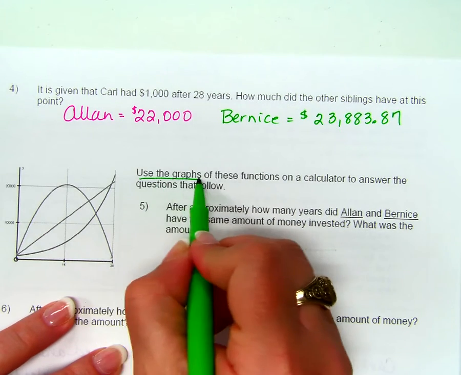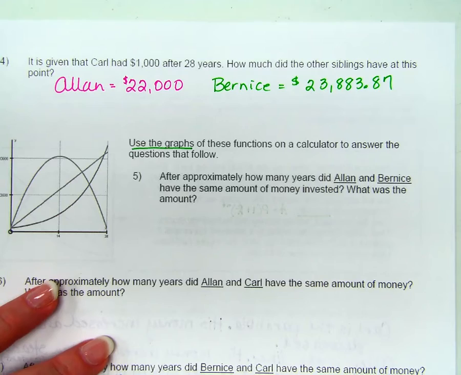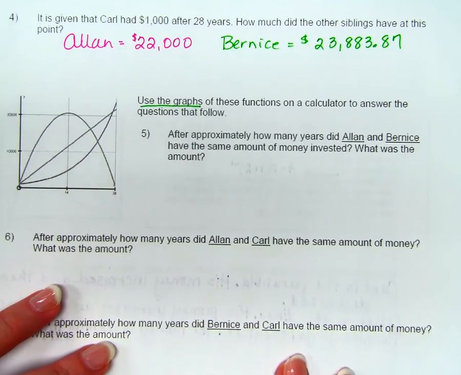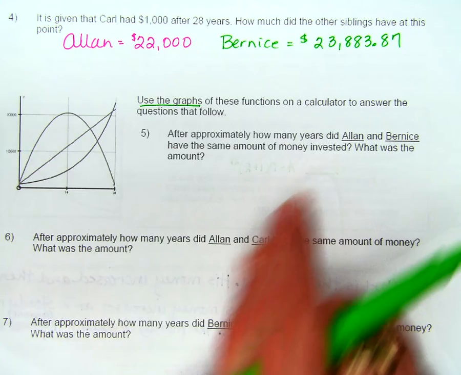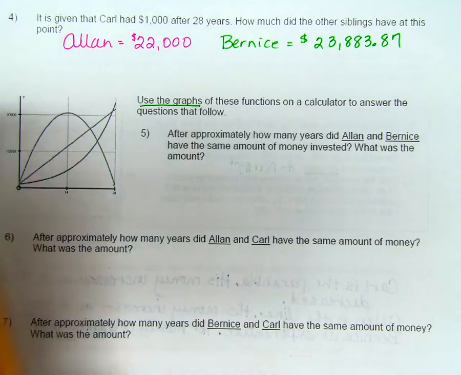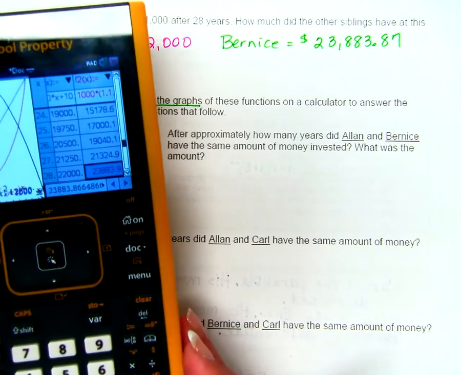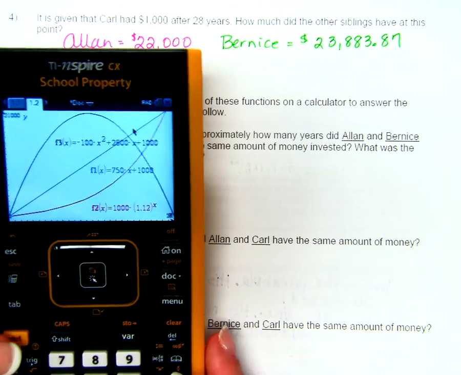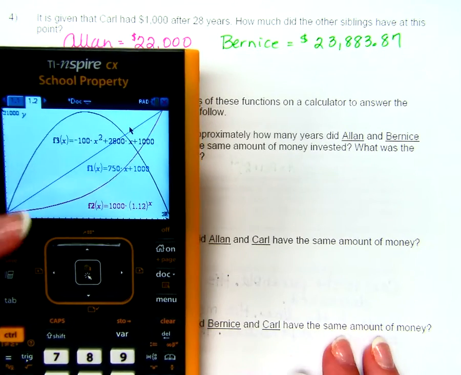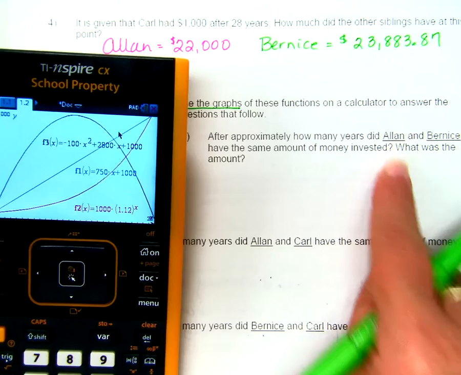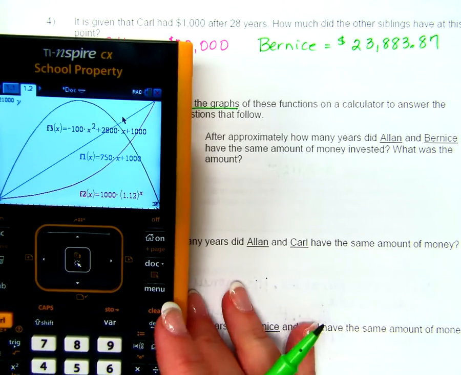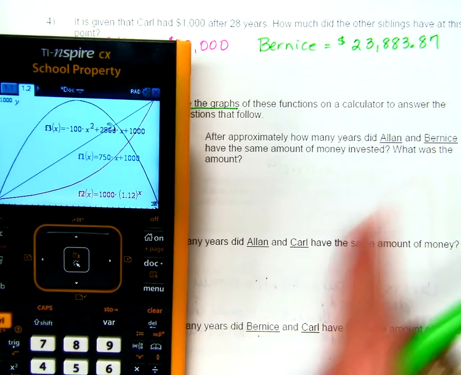Use the graph on the calculator to answer these questions. After approximately how many years did Alan and Bernice have the same amount of money? I'm going to press Control T to get the table to go away so we can just be looking at the graph. How can I figure this out just by looking? Oh yeah, intersections. Okay, so which one is Alan's? The line. And which one is Bernice's?